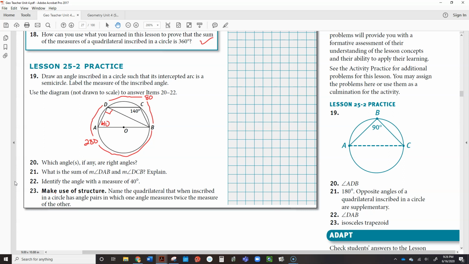It says, name the quadrilateral that when inscribed in the circle has angle pairs in which one angle measures twice the measure of the other one. So they say it's an isosceles trapezoid. That when one angle measures twice the measure of the other one. Yeah, that's not a special thing. Okay, that's it for lesson 25-2.